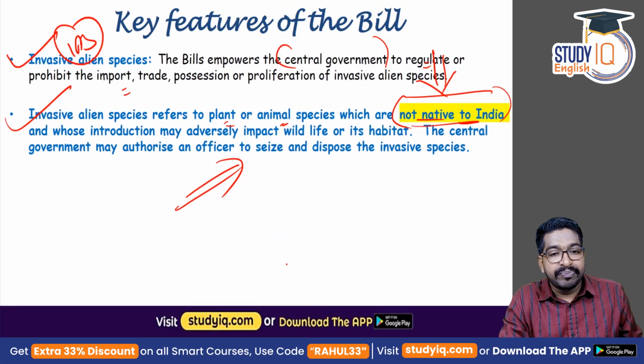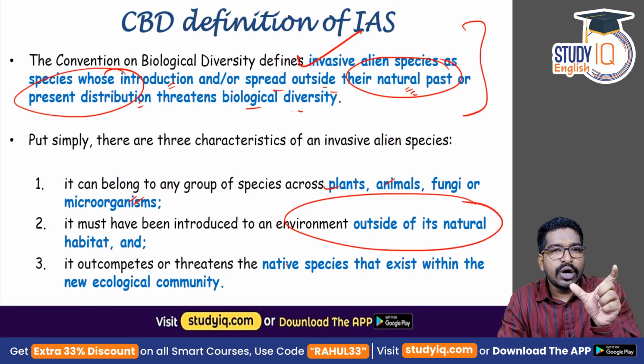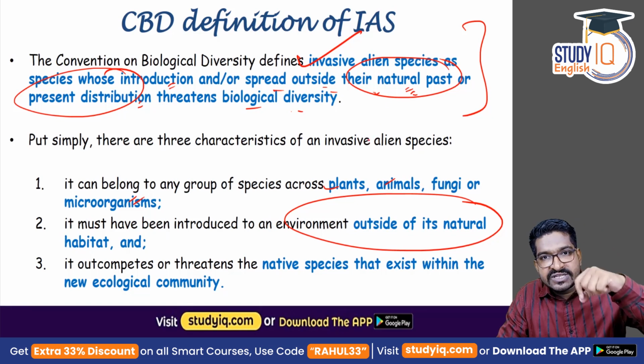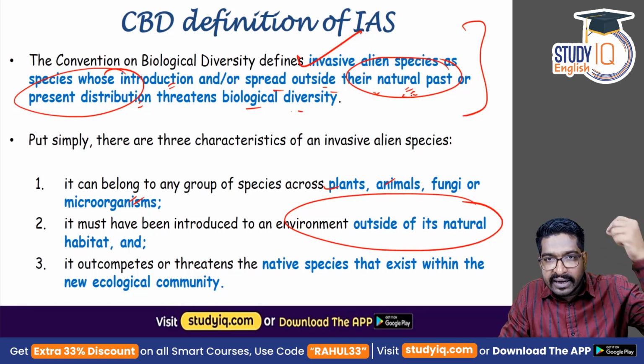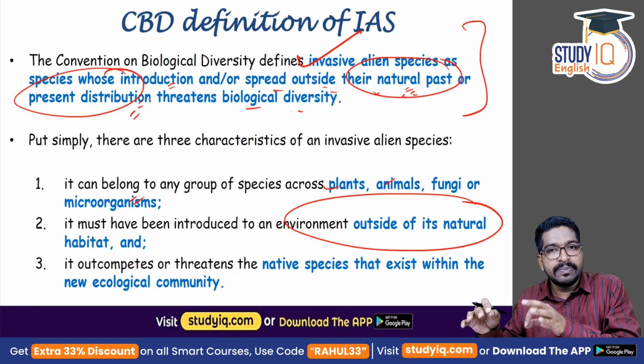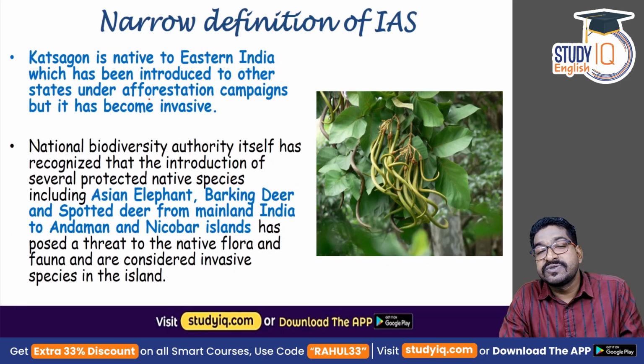Not native to India. But what is the definition of the Convention on Biodiversity? It does not talk about a geographical area. It talks about the presence of that invasive alien species in their natural past or present distribution. If they are brought from these places to some other place, it will hamper. Now let's take an example. Why is the definition very narrow?